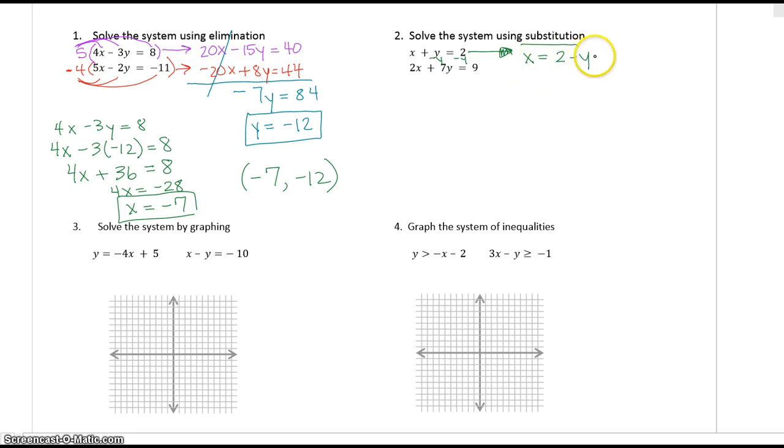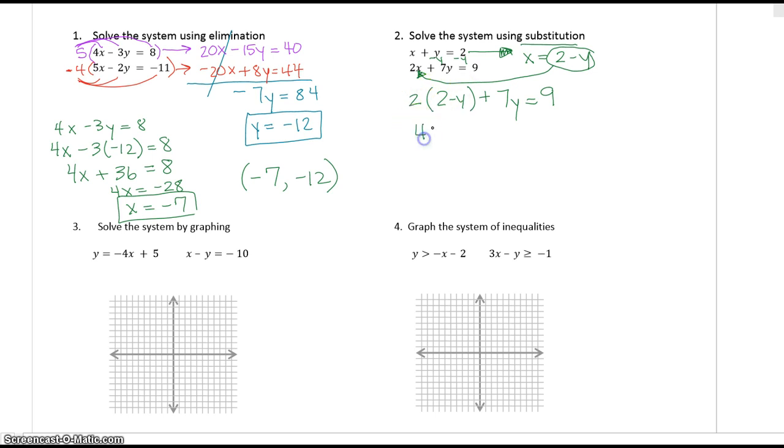I know that x is equal to 2 minus y, so I can substitute in 2 minus y into the other equation for x. They are the same thing. So when I do that, I take this x out and I put in, or substitute in, the 2 minus y. So 2 times 2 minus y, and notice I put it in parentheses because there's more than one term there, and everything else stays the same, so plus 7y equals 9. Solve for y. So at this point, I should only have one variable. If I have more than one variable still remaining, I've done something wrong.